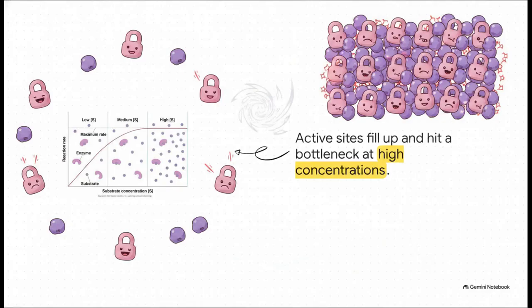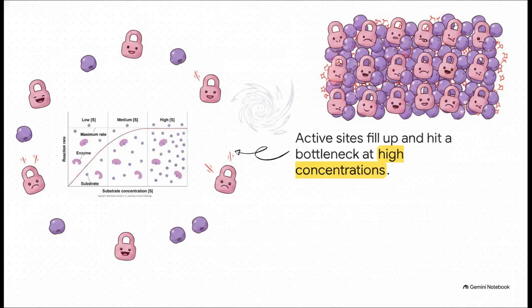Let's zoom in and look at this from a molecular perspective. At those low substrate concentrations, our enzymes are mostly just sitting around waiting. There are plenty of empty active sites. When we add a bit more substrate, the reaction rate speeds up linearly. Boom, boom, boom. Because every new substrate molecule easily finds an open enzyme. But watch what happens as we really flood the system with medium and then high substrate concentrations. The active sites fill up faster than the enzyme can process them.